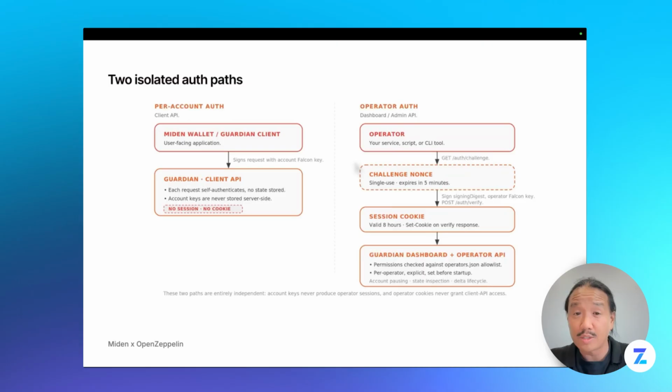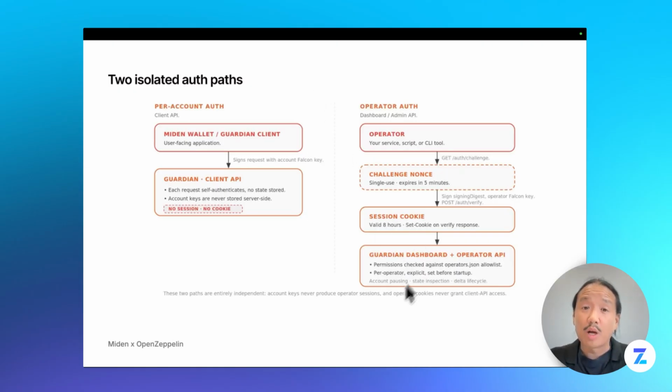Operator sessions are cookie-based. Once you're authenticated, a session cookie carries your subsequent dashboard calls. Sessions last 8 hours. The challenge nonce issued during login has a 5-minute window, so the signing flow must complete within that window. After that, you're operating on the cookie until the session expires.